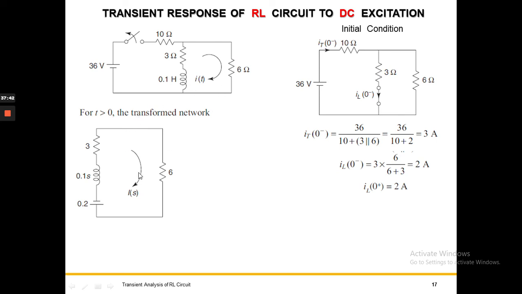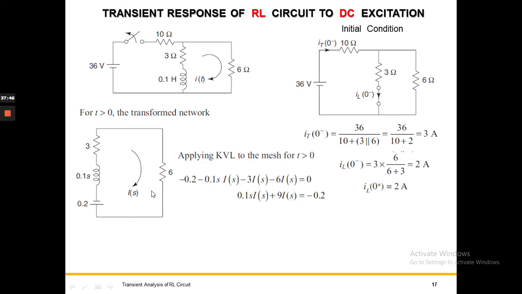Now this is in loop form. Now you write down the KVL, Kirchhoff's voltage law. So this voltage plus this voltage plus this voltage, plus the voltage drop across the 3 ohms plus the voltage drop across the 6 ohms, is equal to 0.